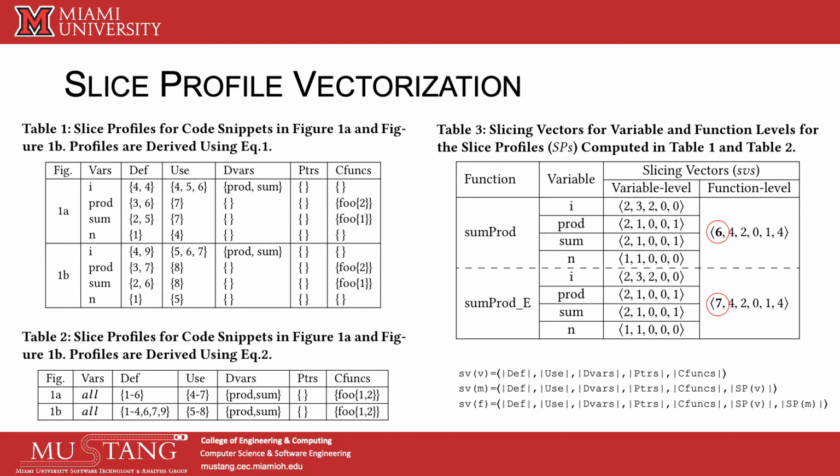Let's take an example of the function level. For example, sum prod. We have 6, 4, 2, 0, 1, 4. If you take a look at table number 2, you can see that sum prod is defined from 1 to 6, 6 times, and this is the union of all the variables inside the function. The use is from 4 to 7, 4 times. We have 2 dependent variables. Pointers set is empty. And for the call functions, we have 1 function. The last dimension is 4, which is the number of variables inside the sum prod. And this is the same for the sum prod E.